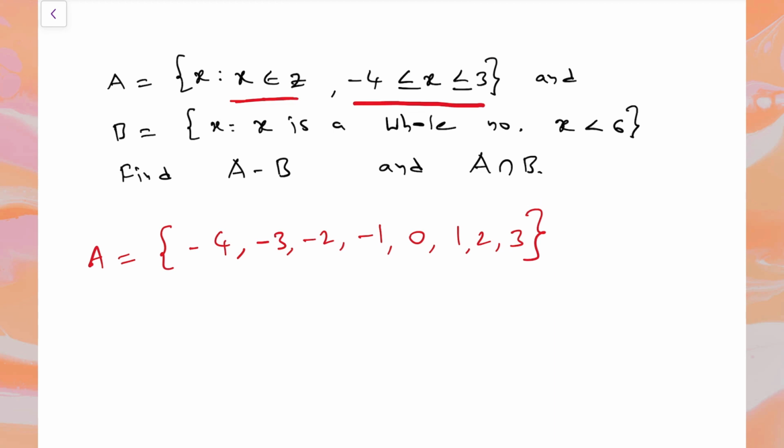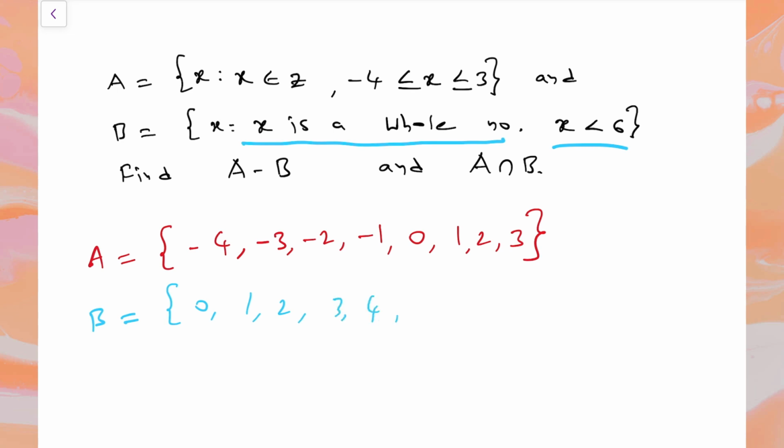Now coming to the set B. x such that x is a whole number, x less than 6. So very easy then. Whole numbers start from 0 onwards: 0, 1, 2, 3, 4, 5. He is speaking x less than 6, so we should not include 6. So I got set A and set B. Then he is asking us to find out A minus B and A intersection B.